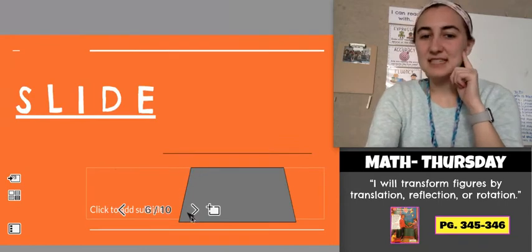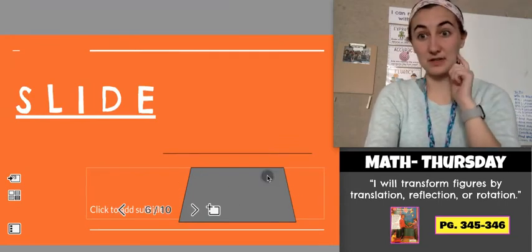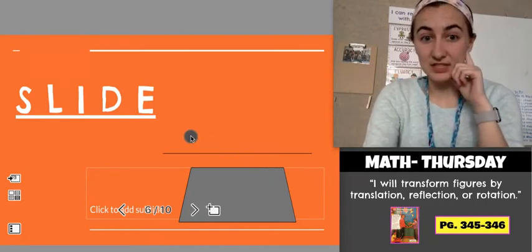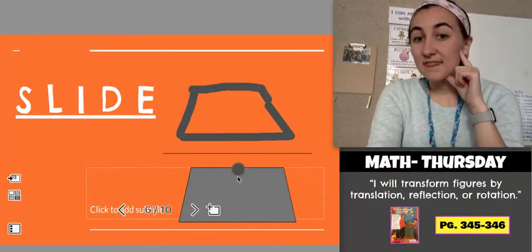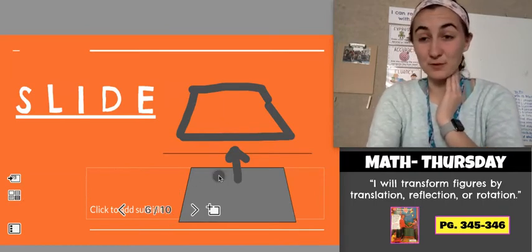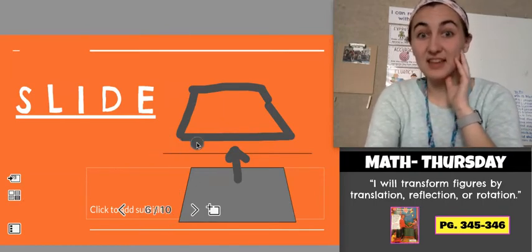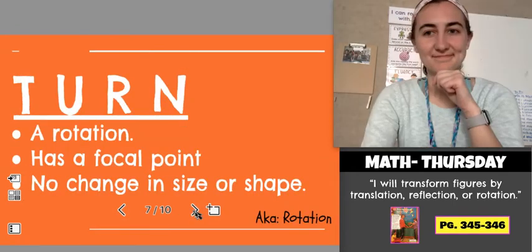Now, if I was to slide this trapezoid up, it wouldn't be changing size or shape. I would simply just redraw it up here as best as I can. This trapezoid simply slid up. Notice how it didn't rotate or reflect. It just slid.